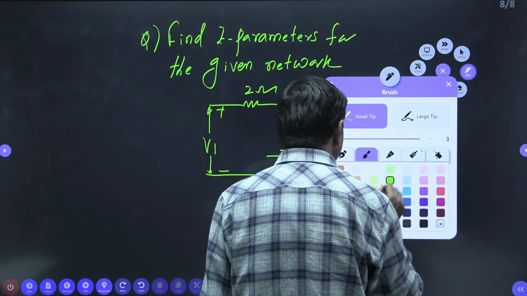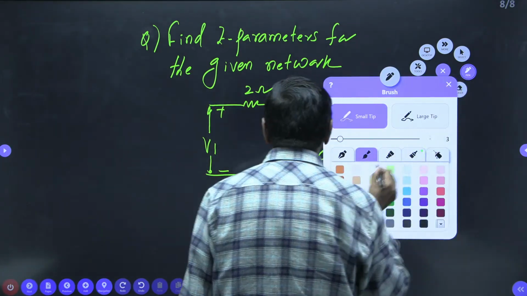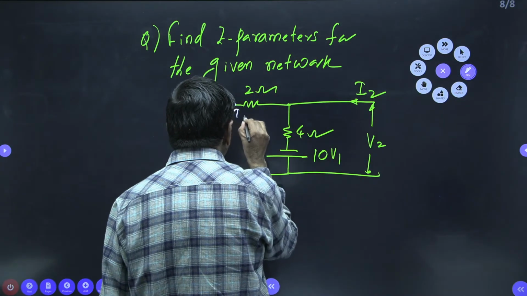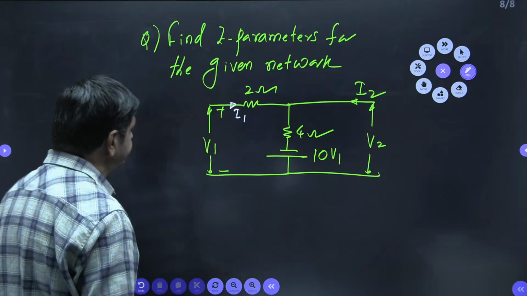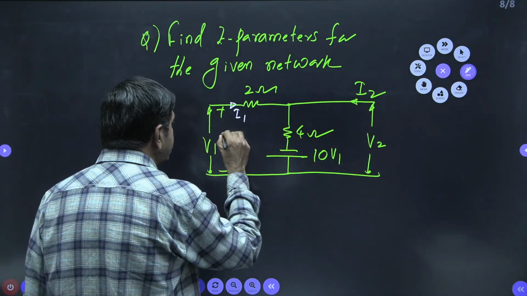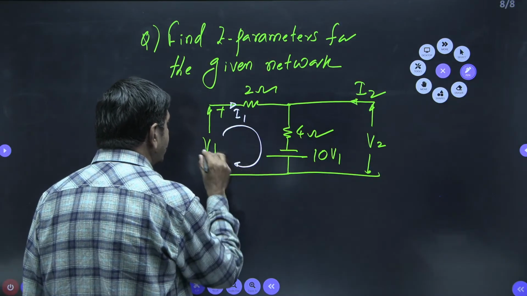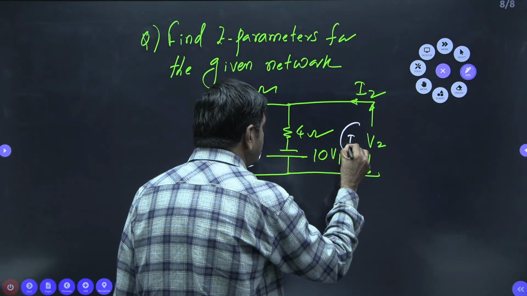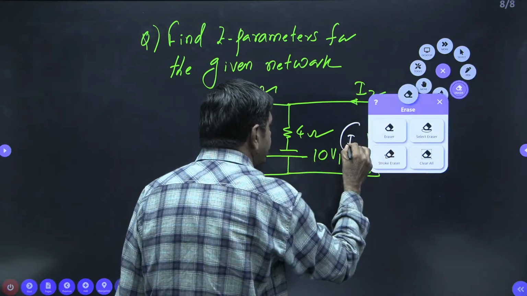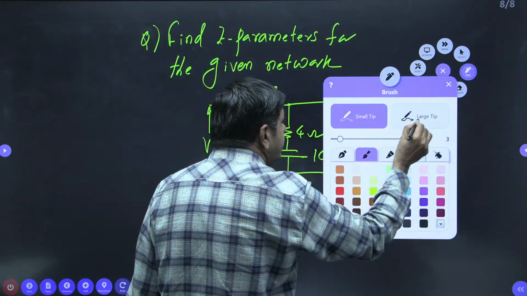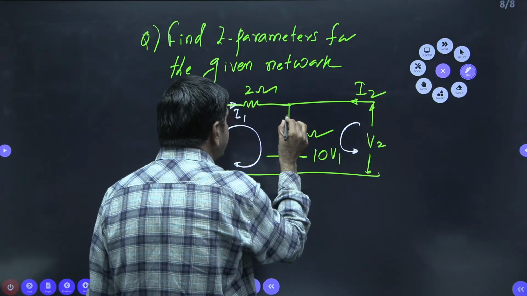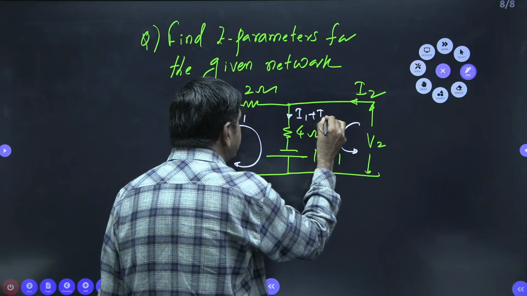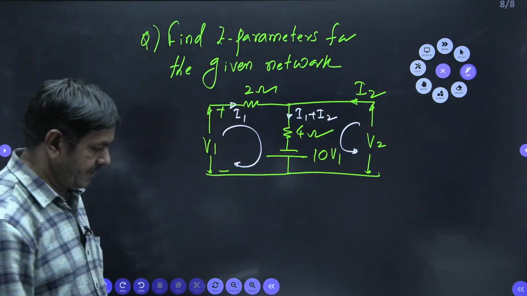We know very well the current which is passing through this side must be taken I1, no doubt. That is given only. Now apply the KVL this side, I will get one equation. Apply the KVL in this direction, you will get the second equation. But here, what net current is passing this side? I1 plus I2. No doubt, everybody knows better.